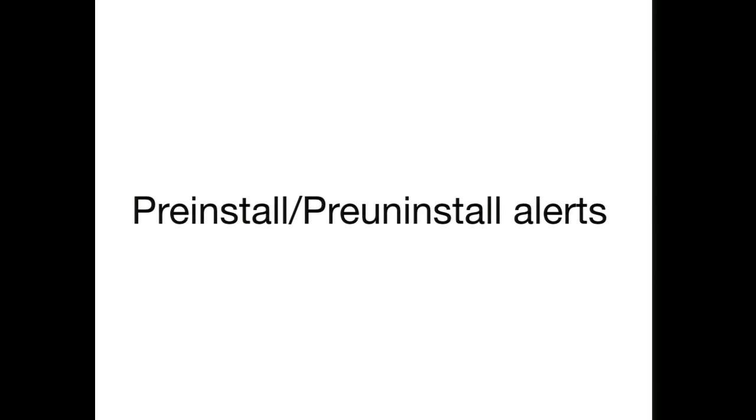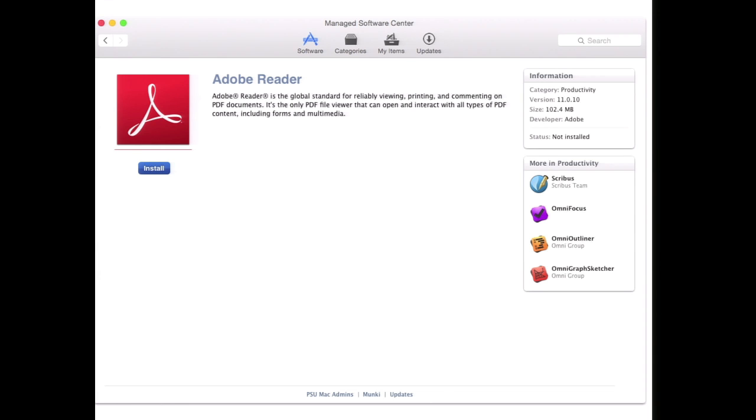So shortly after Munki 2 shipped, which was like in late September last year, somebody added, and my mind has forgotten who this person is, I think they're from Australia, added a feature called pre-install and pre-uninstall alerts. And those are things that you can add to a piece of software to communicate additional information to the user before they decide to install it or remove it.